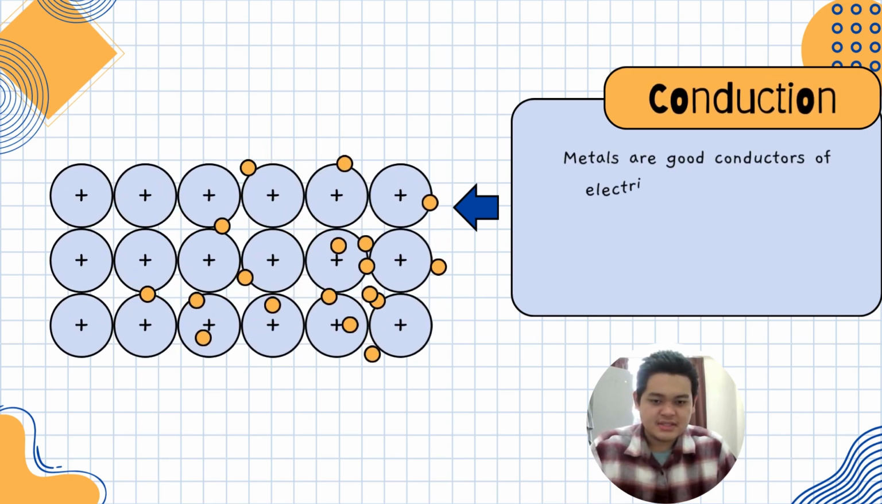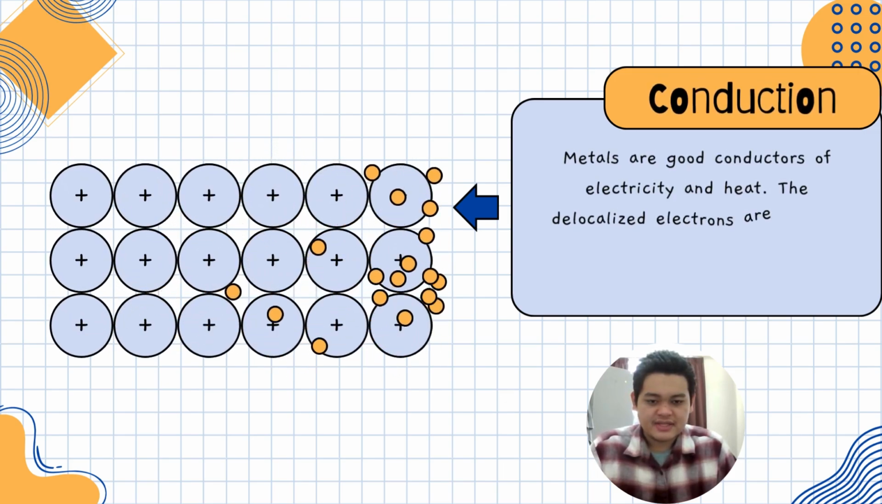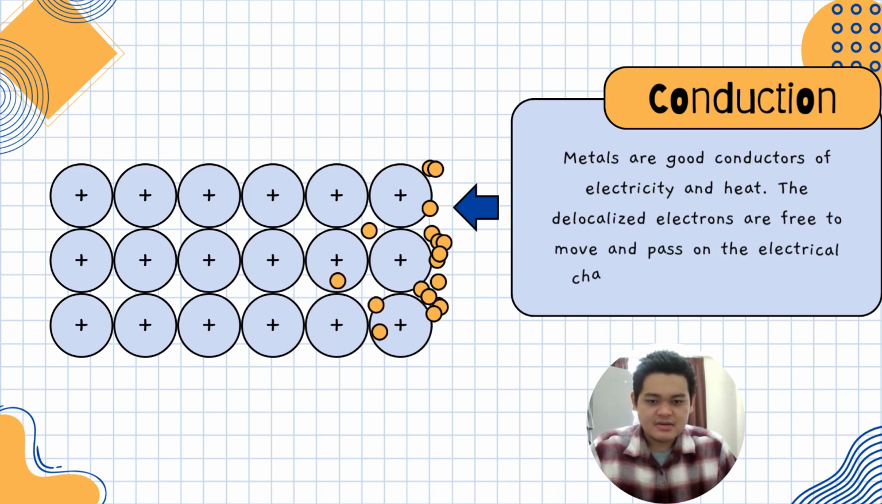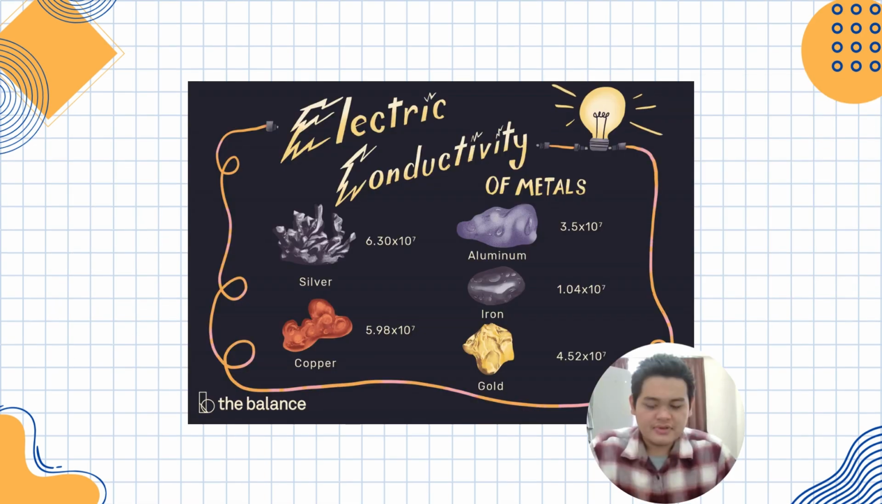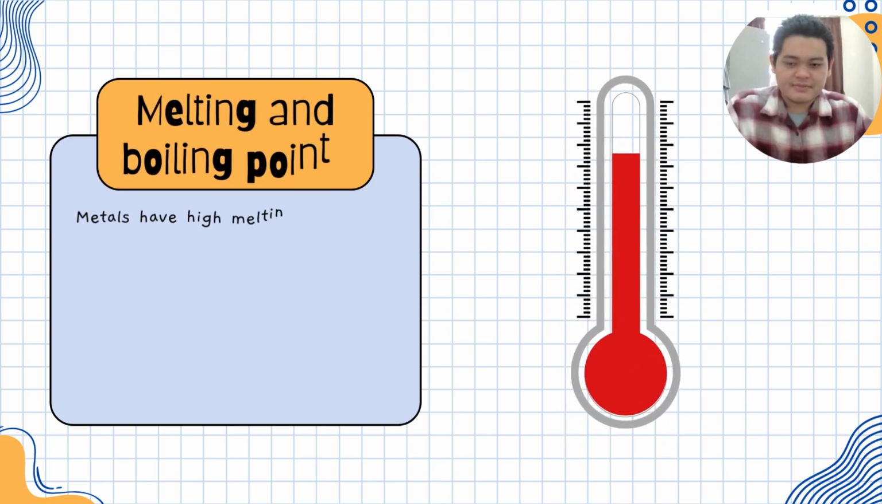Next is conduction. Metals are good conductors of electricity and heat. The delocalized electrons are free to move and pass on the electrical charge and thermal energy. For example, different types of metal have differing electrical conductivity. Like we can see here, silver and copper have a high electrical conductivity, and we use them for something like electrical wires.